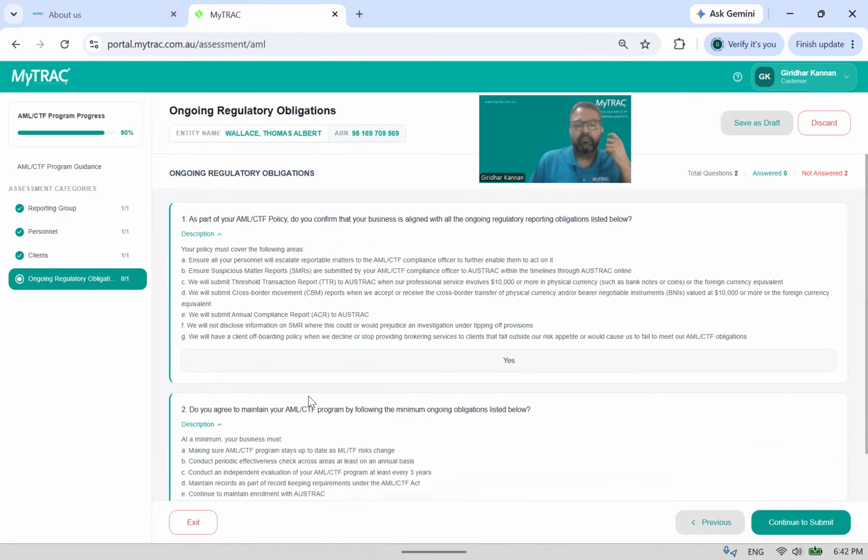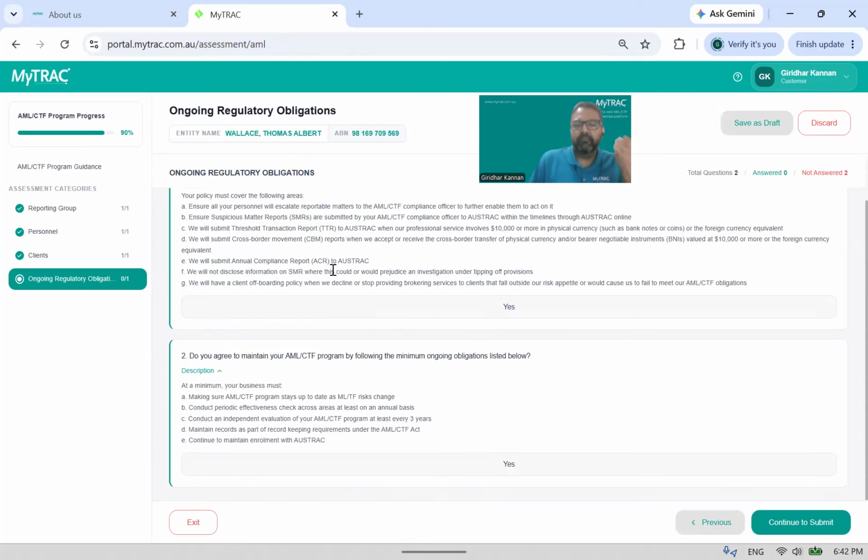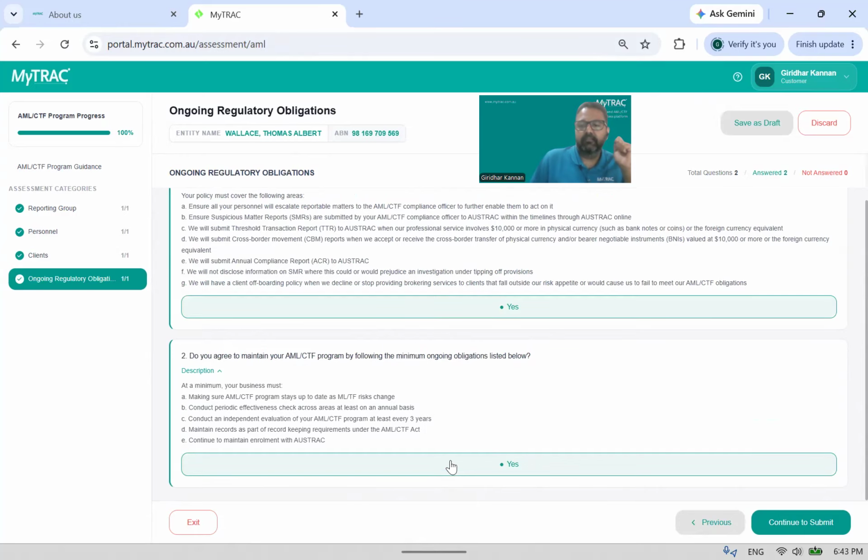And the next part is also talking about, the previous one is about suspicious matter report, reporting to AUSTRAC, submitting your annual compliance report. This is about maintaining your program by meeting all the minimum obligations, such as conducting a periodic effectiveness test, an independent evaluation at least every 3 years, record keeping for at least 7 years, and continuing to maintain an enrollment with AUSTRAC. So you're confirming that this is all there, and then I continue to submit.